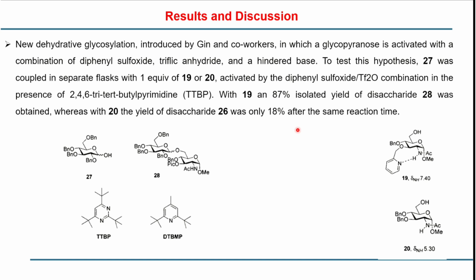That means in the basic, dehydrative glycosylation method, installing a group which can disrupt the intermolecular hydrogen bonding can increase the reactivity of the N-acetyl acceptor. And further, they used TTBMP over TTBP. TTBP was costly and hygroscopic, and TTBMP was less costly and less hygroscopic. So they used TTBMP for further utilization.